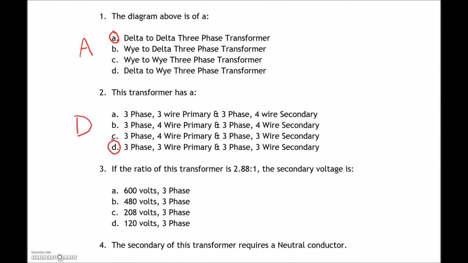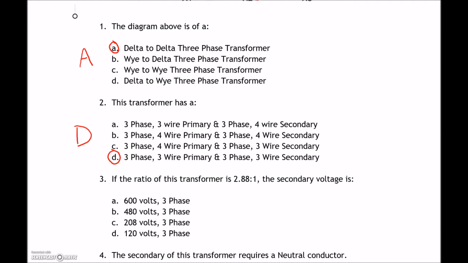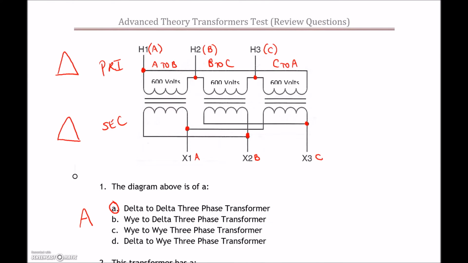Number 3, the ratio of this transformer is 2.88 to 1. So now we've got to go back up to here. The ratio here is 2.88 to 1. And we know that that is on the phase, right? So let's see, we have 600 volts on the phase that's given. And we know that on a delta, the 600 volts is both the line and the phase. So we have 600 volts on the line, and we've got 600 volts on the phase. And if that guy is 2.88 to 1, then we're going to have a lower voltage on the secondary.